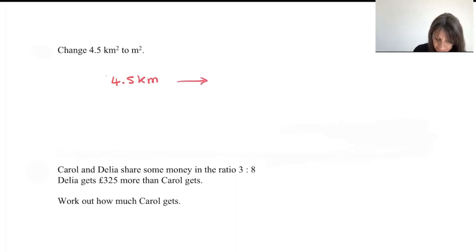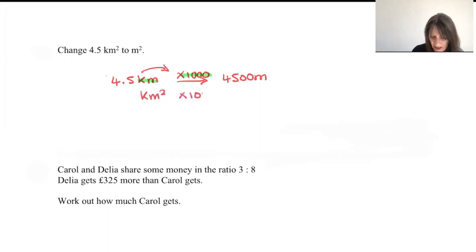So I know that 4.5 kilometers will be 4,500 meters. Now I know that because the K in my kilometers stands for 1,000. So I'm timesing by 1,000, but that isn't the question. The question is kilometers squared. So when I have kilometers, I times by 1,000. When I have kilometers squared, I times by 1,000 squared. And it's that connection that gets you into solving this problem.